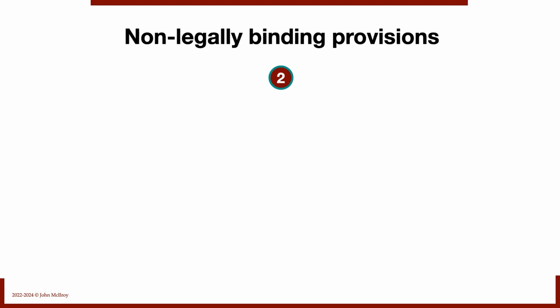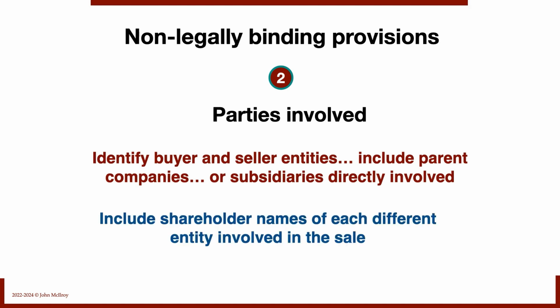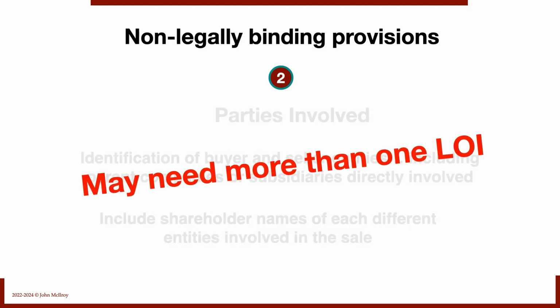Number 2, it's kind of like a recital that you'd find in a contract that just identifies the buyer and the seller entities, including parent companies or subsidiaries directly involved. It includes shareholder names of each different entity that's involved in the sale. And you may need more than one LOI if you have 2 or 3 companies that you're buying as part of the acquisition, and all of them have different ownership groups. But that's kind of like play it by ear.